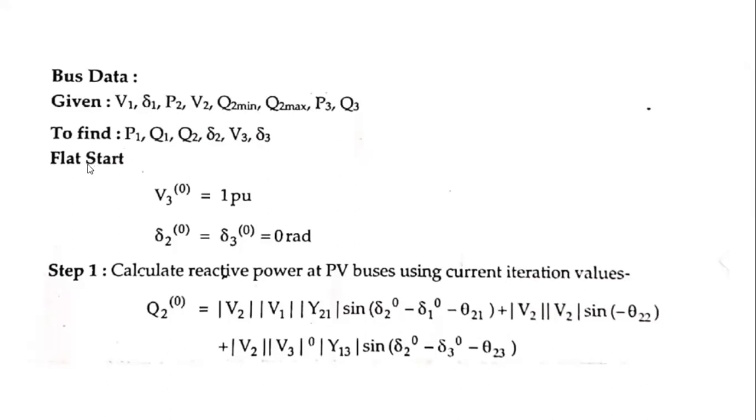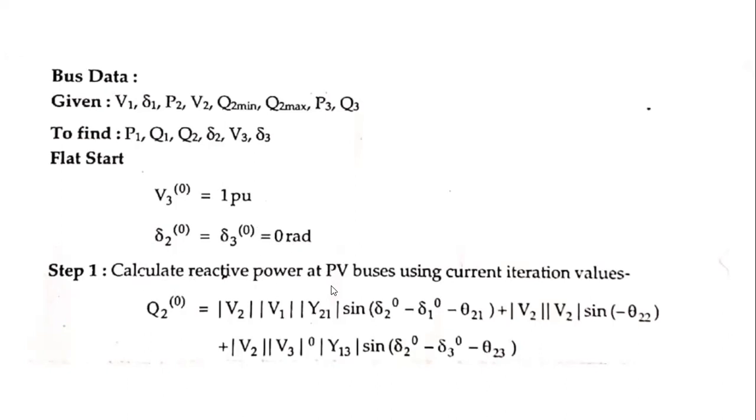Next, flat start. In that we assume V3 of 0 is equal to 1 per unit, and delta 2 of 0 is equal to delta 3 of 0, equal to 0 radians.